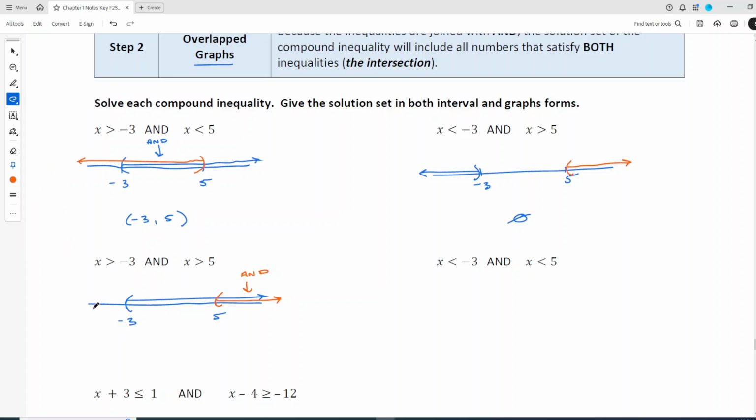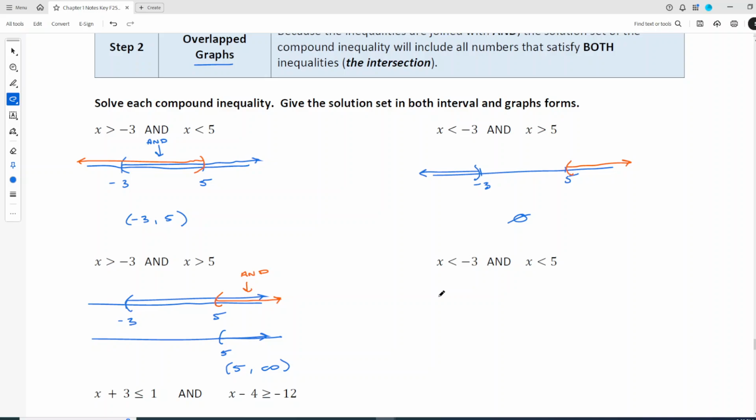-4 isn't greater than -3 or greater than 5, so done. My solution is only going to be all these values where the graphs overlap. So it's going to be everything from 5 to infinity in interval notation.